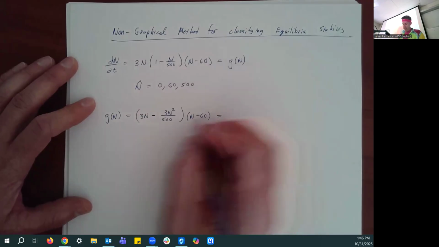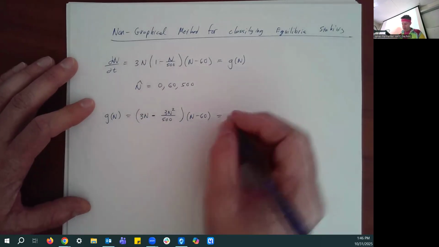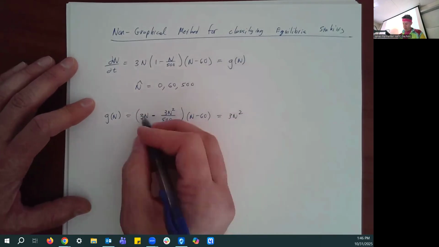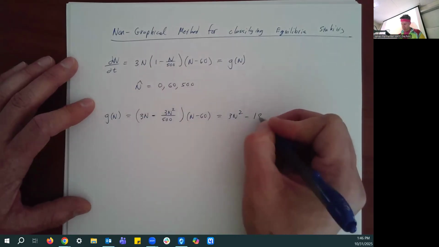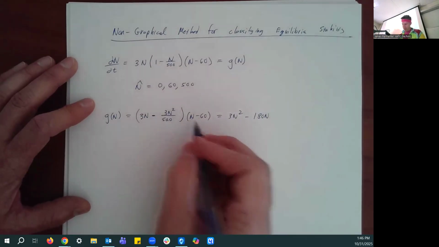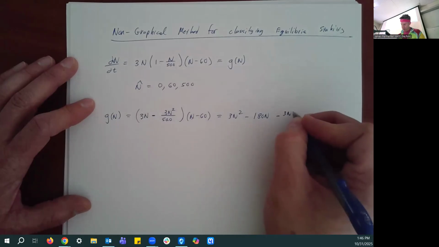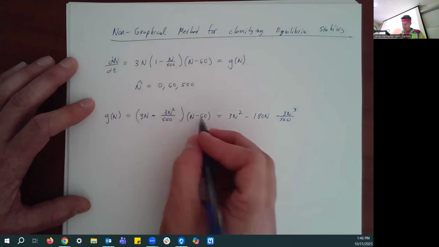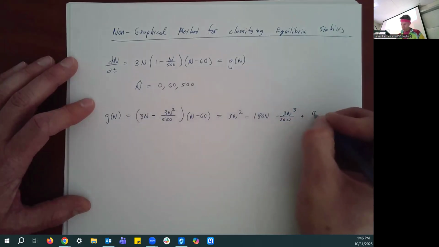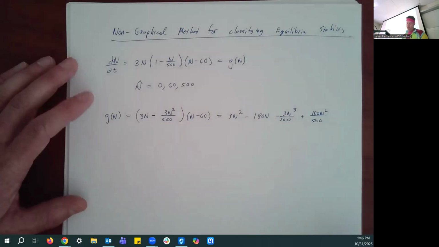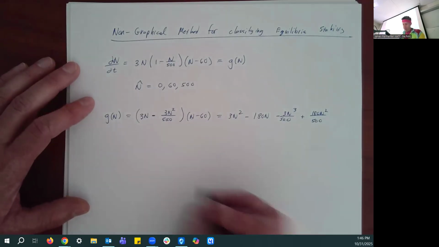And then multiplying this out, you're going to get, let's see, 3N times N is 3N squared. 3N times negative 60 is minus 180N. Minus 3N squared times N is minus 3N cubed over 500. And then minus 3N squared times negative 60 is plus 180N squared over 500. Okay, that's kind of gross, but not too terrible to take a derivative of.